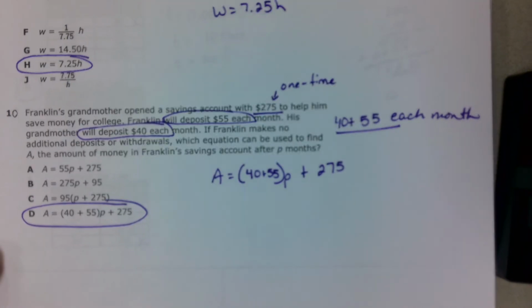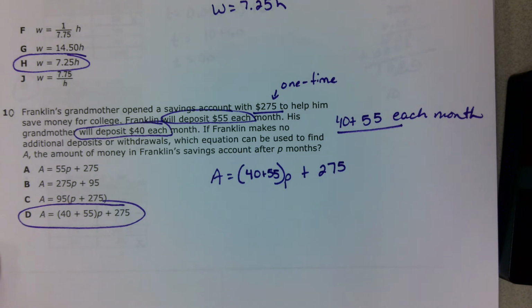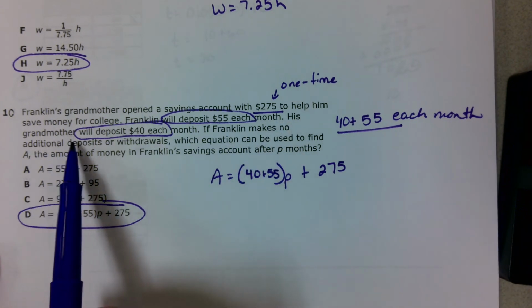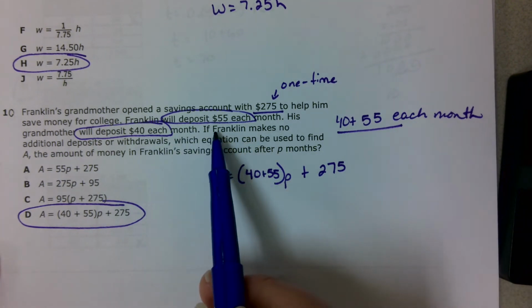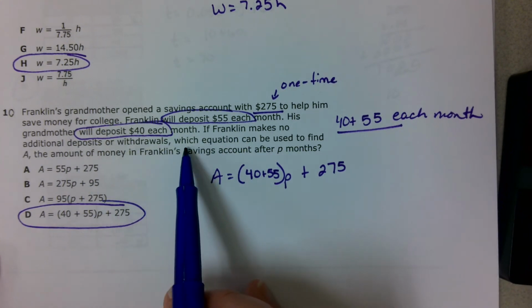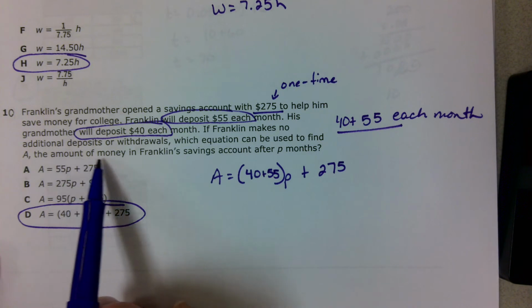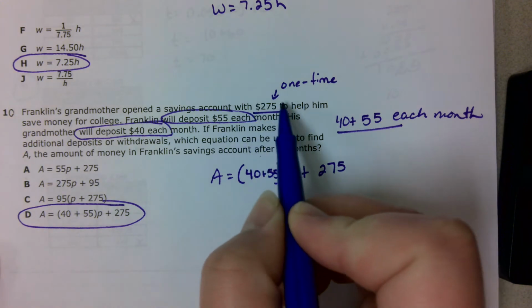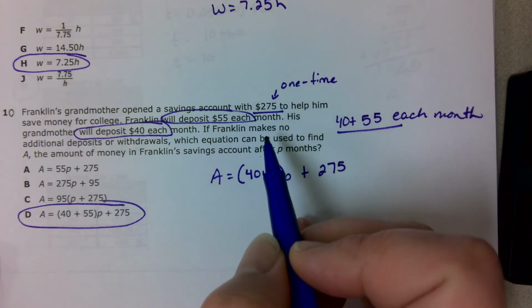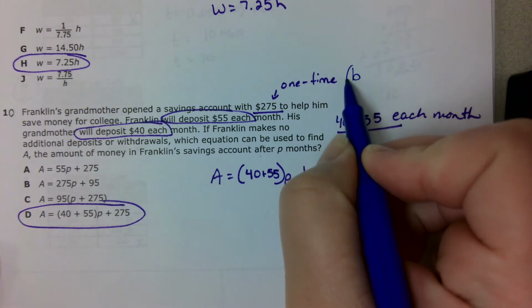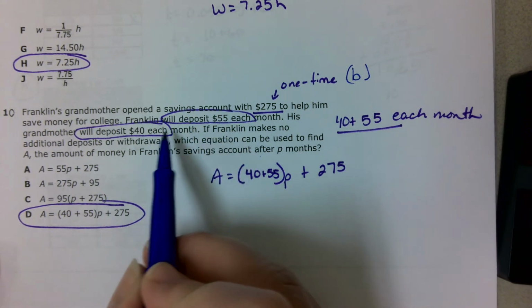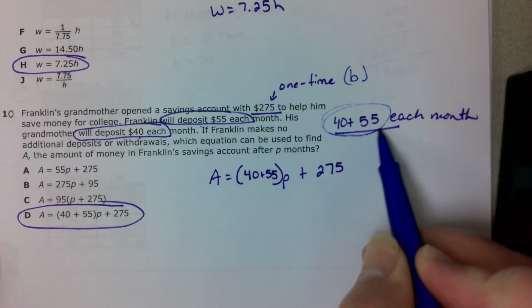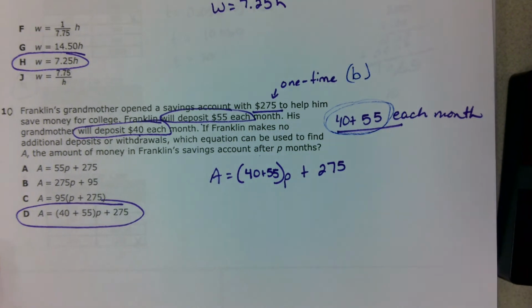Number 10, Franklin's grandmother opened a savings account with $275 to help him save money for college. Franklin will deposit $55 each month. His grandmother will deposit $40 each month. If Franklin makes no additional deposits or withdrawals, which equation can be used to find the amount of money in Franklin's savings account after a few months? All right, so his grandmother's giving him a one-time deposit of $275. So this is going to be my B. And then each month he's putting in 55 and his grandmother's putting in 40. So this is his rate of change, right? This is what's going up each and every month.